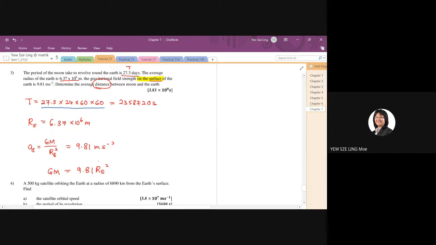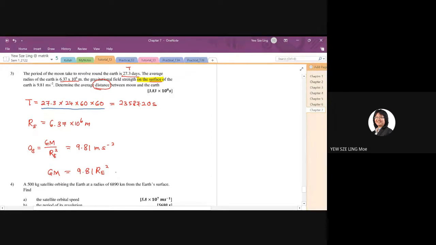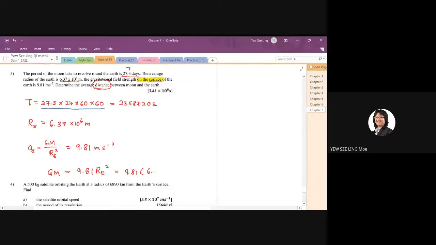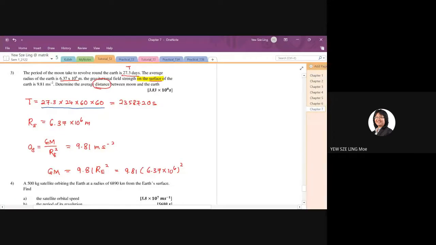Let's leave it first, and then we have RE, so you can actually calculate it. 9.81, and RE is 6.37 times 10 to the power 6, squared. So this is what you can have. The remaining part that I can use is the period, T. So let's try it. T equals, oops, my 2 pi is missing.